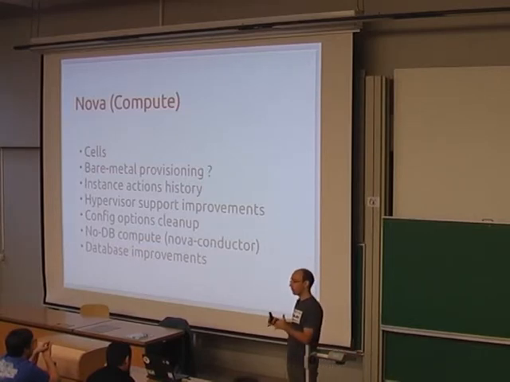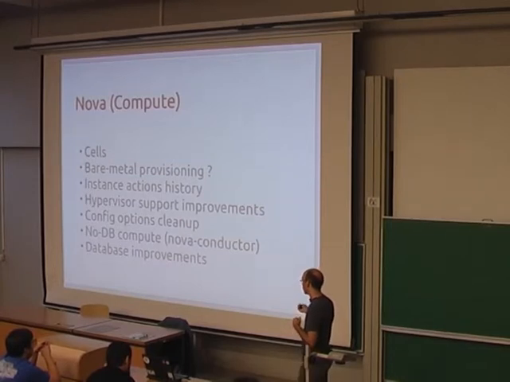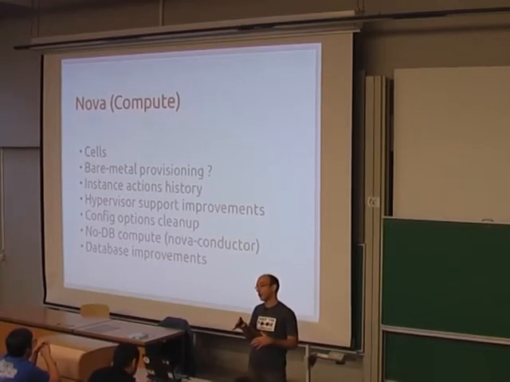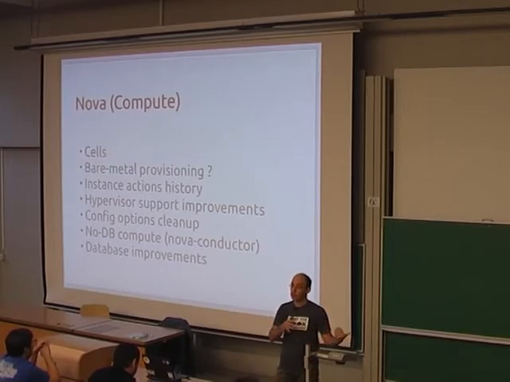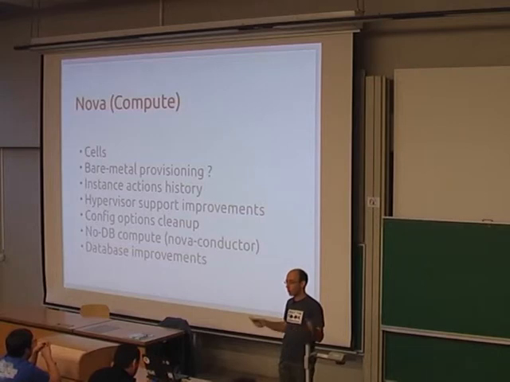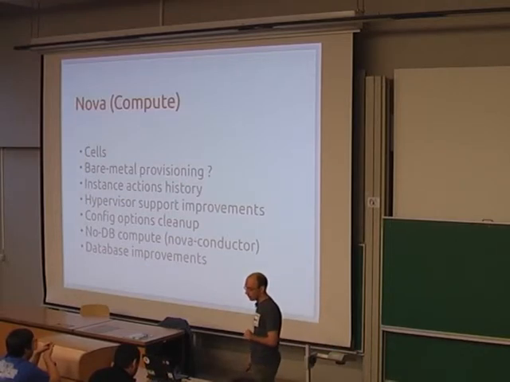So we are working on removing direct database access from the compute nodes. And we'll have to introduce a new type of node called the Nova Conductor, which will actually access the database on behalf of a set of compute nodes. And finally, a lot of database improvements, too many to count, like introduction of new unique keys, indexes, and the ability to archive deleted data so that you keep your database tight and efficient.